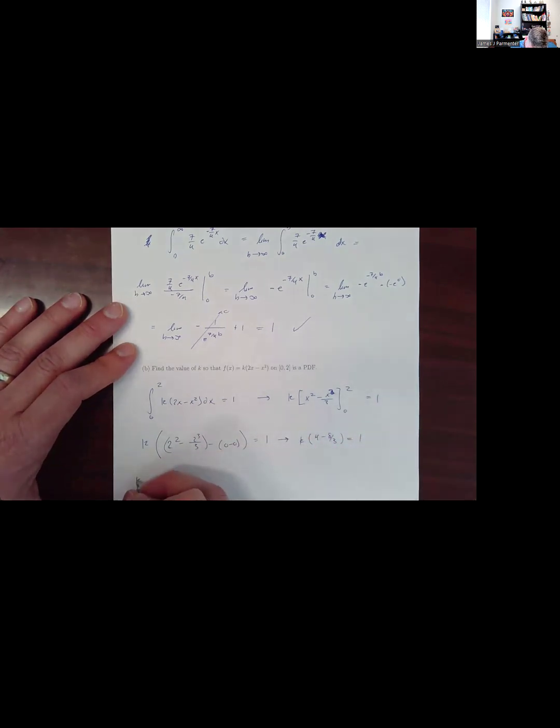So k times 12 thirds minus 8 thirds, which is 4 thirds, equals 1. So k equals 1 over 4 thirds, which is 3/4. Cool.